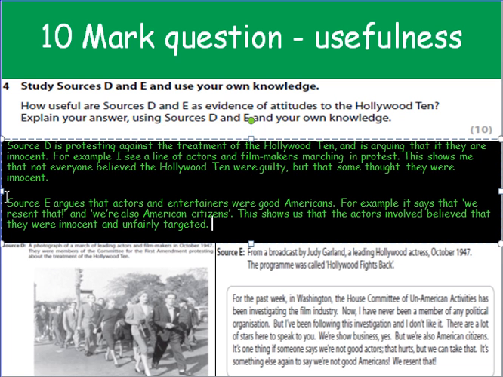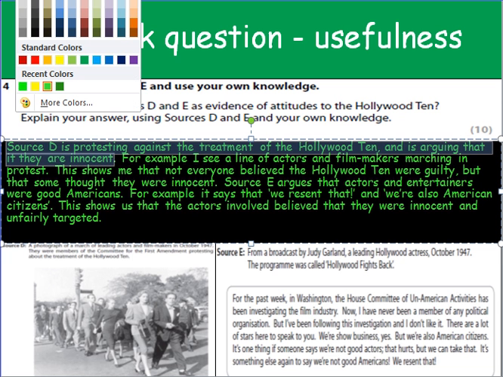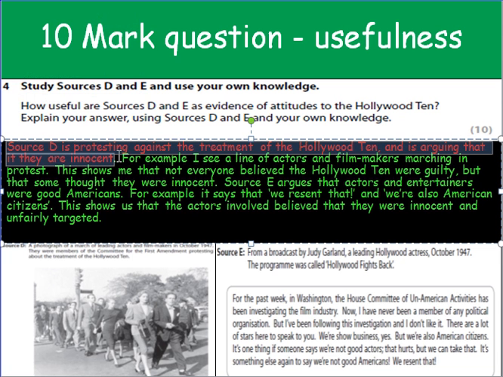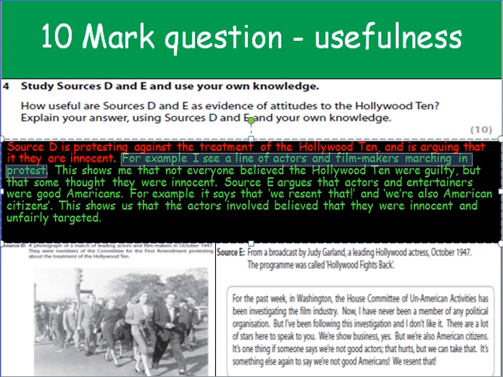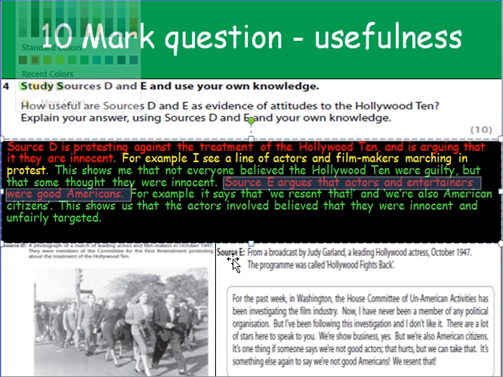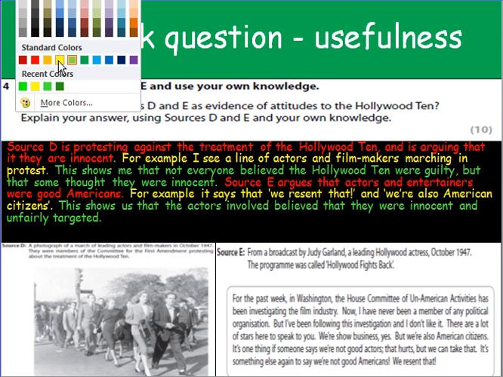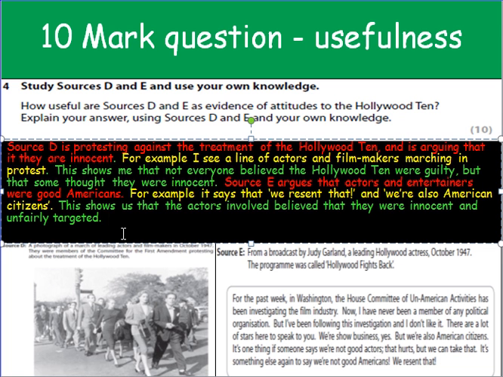Okay, so what I've done there is I've discussed the sources, and I've made a point, I've evidenced it, and explained it. Again, I've done the same for the second source. I've pointed it, and I've evidenced it. Now remember, so far so good, but we haven't really answered the question yet. We've just prepared ourselves. The question is, how useful are they as evidence, as attitudes towards the Hollywood 10?